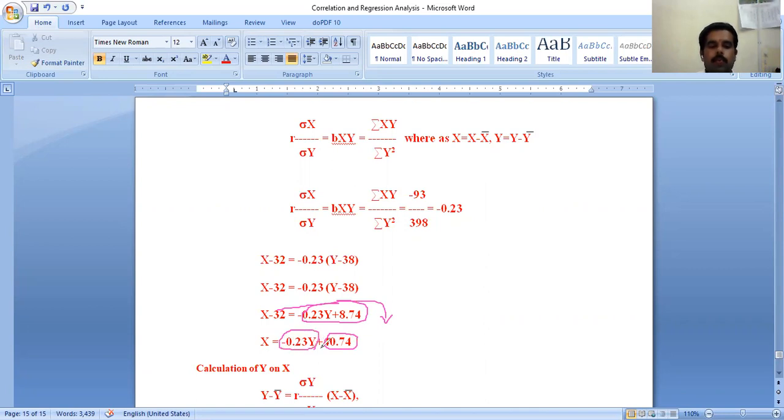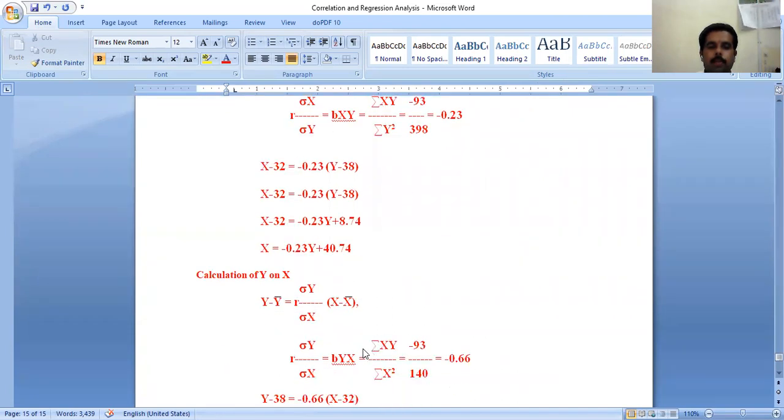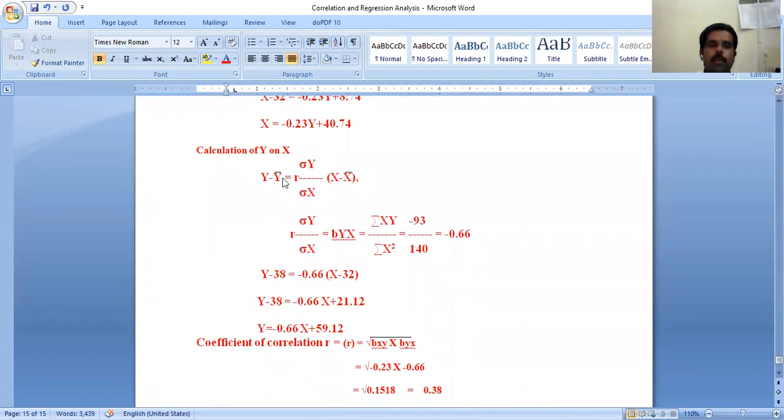Okay, then calculation of y on x. X on y is completed, y on x we need to calculate. The same procedure we are going to follow. y minus y bar is equal to r into standard deviation y divided by standard deviation x into x minus x bar. Same procedure. Already the values sigma x, sigma y, sigma x square, sigma y square, sigma x into y are there. The same way we calculated x on y, the same procedure we need to apply here also.